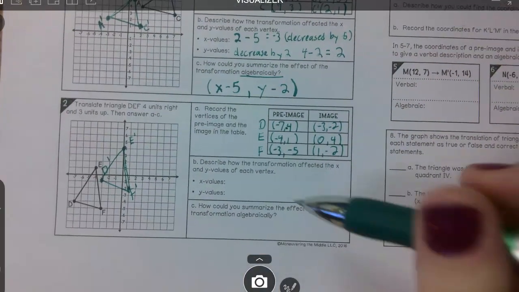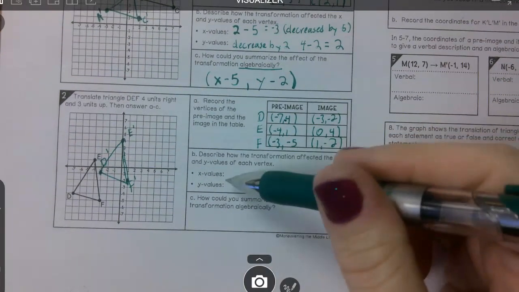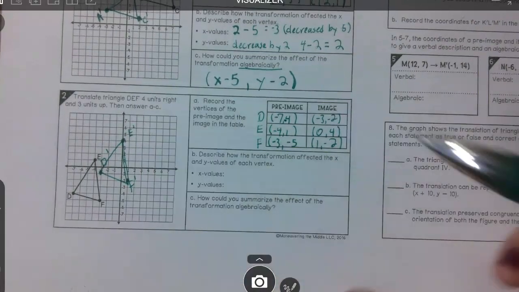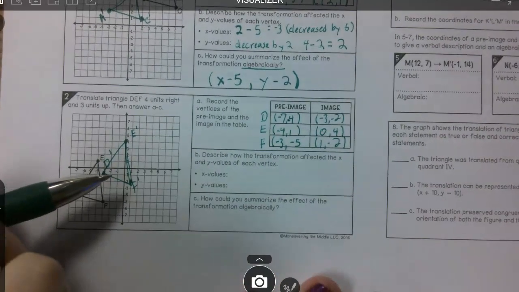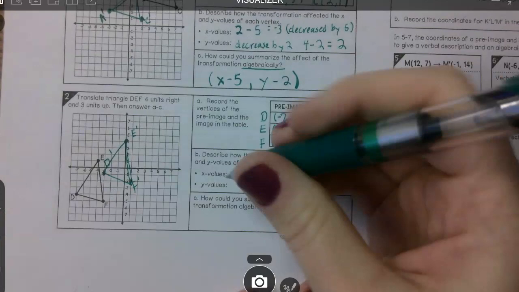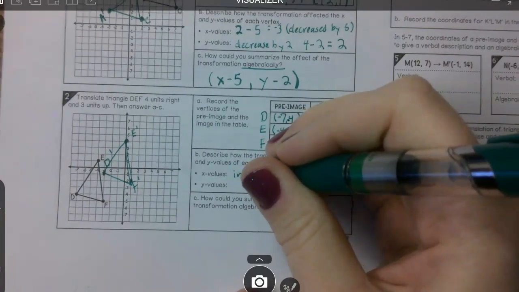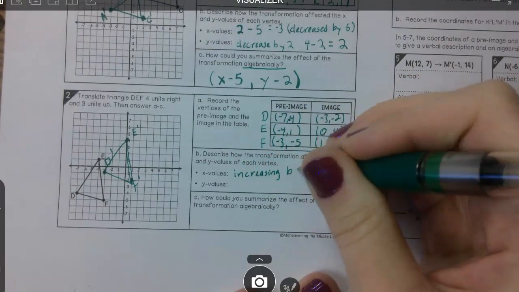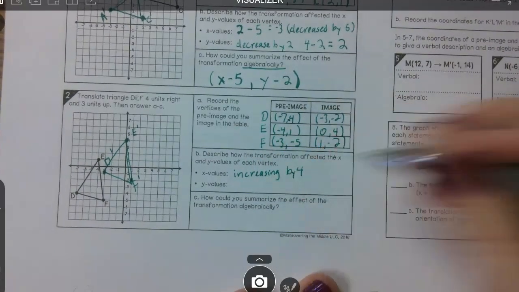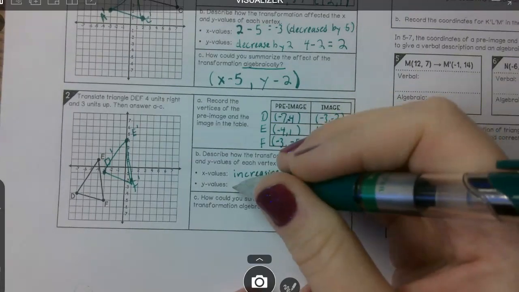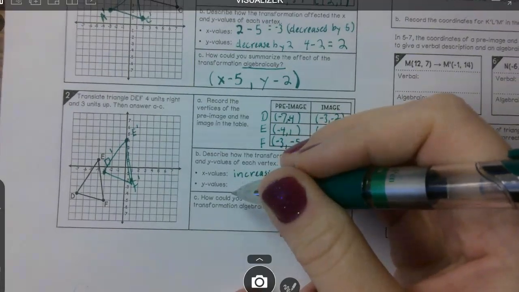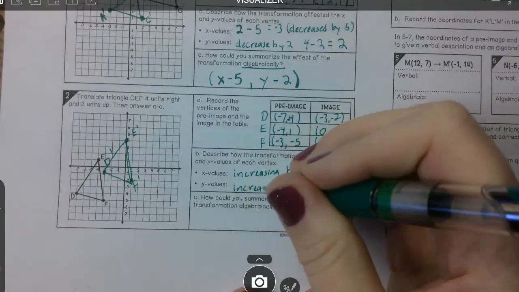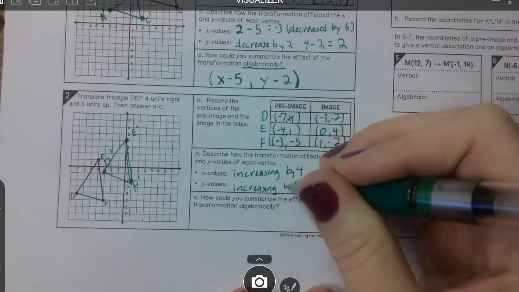Okay, so let's describe with words what happened to my X values. Well, they went 4 units to the right. Going to the right is increasing. Okay, so my X values were increasing by 4 every time. My Y values, we went up 3, so again, that is increasing by 3.